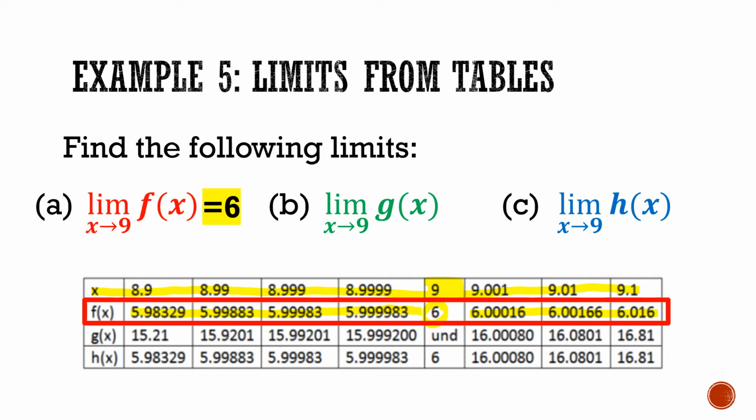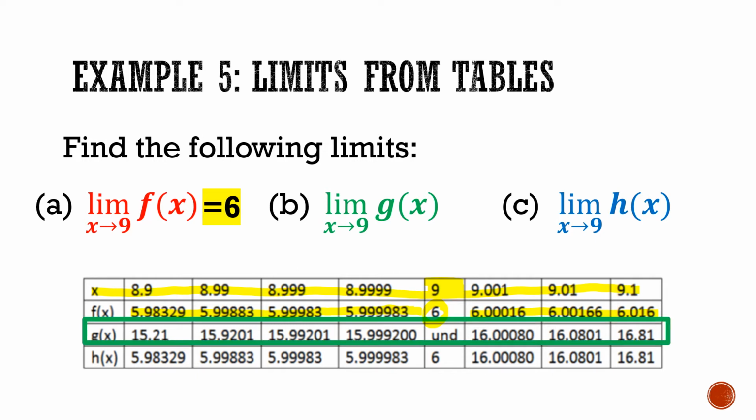All right, the next example says the limit as x approaches 9 of g of x. So again, I'm going to look on the left-hand side of my table. I'm going to find g of x, and I'm only going to focus on that row. So again, approaching 9 from the left, I see that this number is approaching, it looks like, 16. All right, now if I look on the other side, I want to approach it from the right. This number also looks like it's approaching 16. Therefore, the limit as x approaches 9 of g of x must be 16.